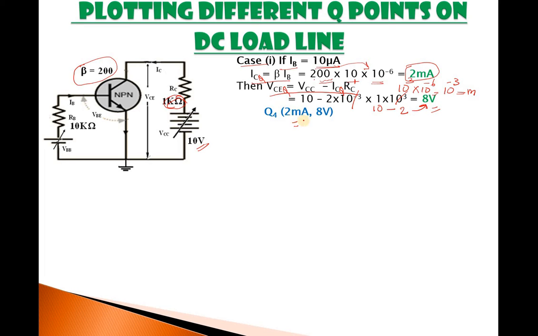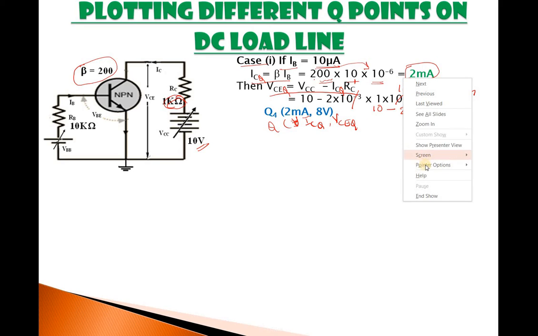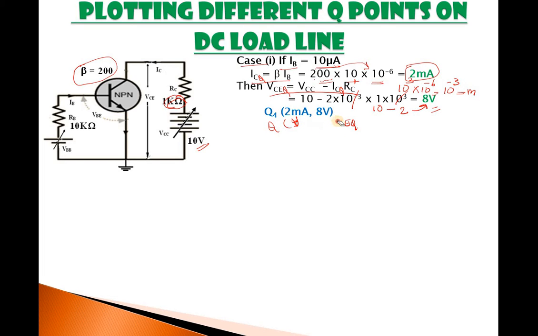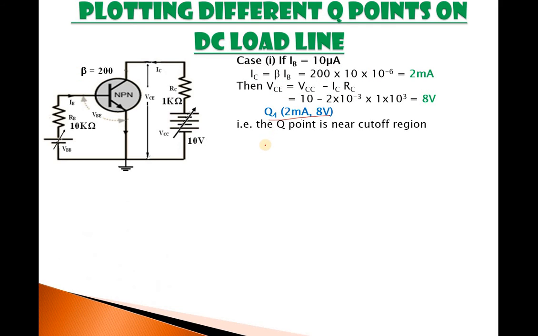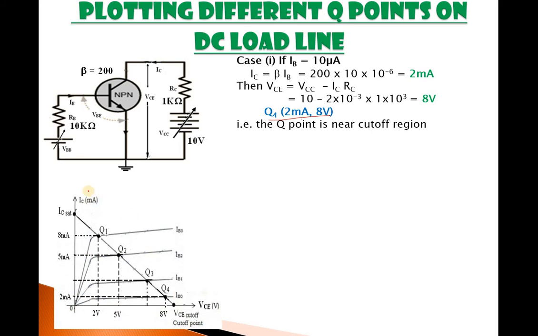So if I take these two, the Q point is actually given as ICQ, VCEQ. ICQ is 2 milli and VCEQ is 8 volt. If I write this, I will get ICQ and VCEQ as a point. So the Q point will become 2 milliamps, 8 volts, and I will show you now the DC load line diagram.